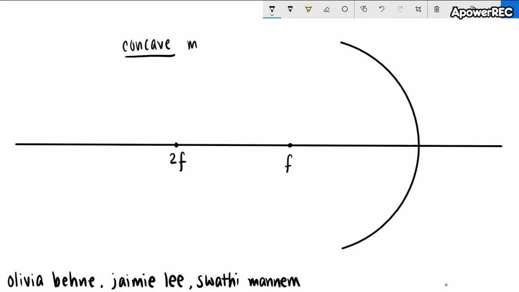This is a summary of the locations of the images depending on the location of the object originally in relation to the center and the focus for a concave mirror.